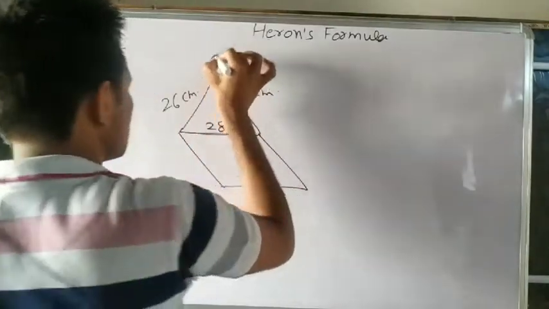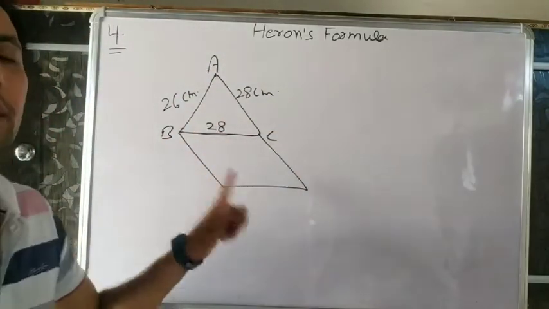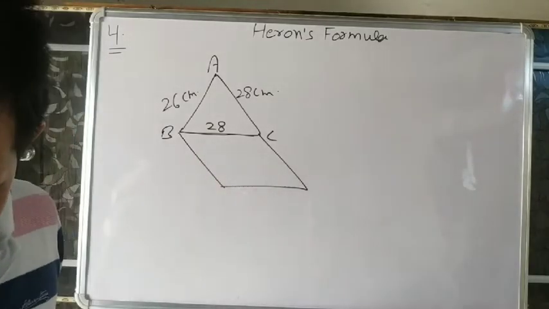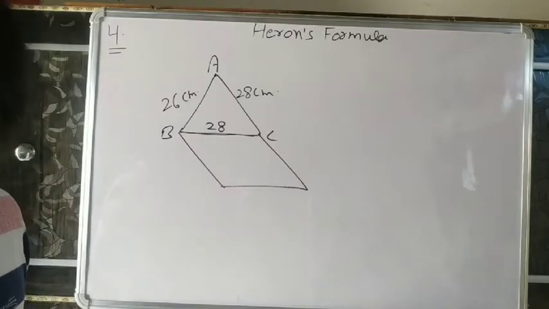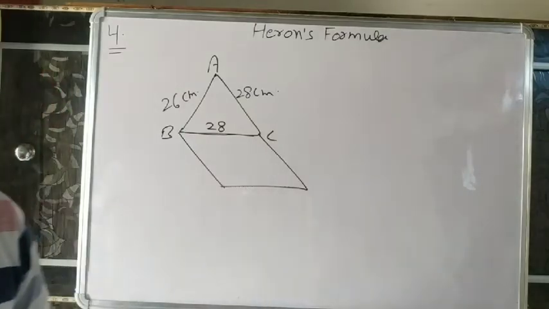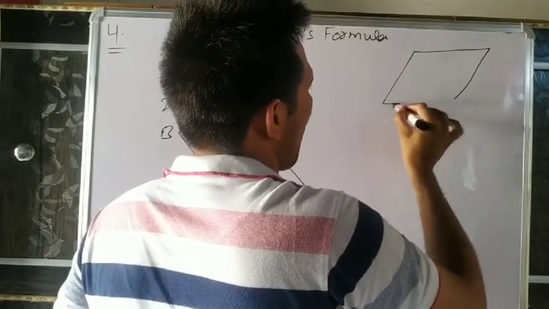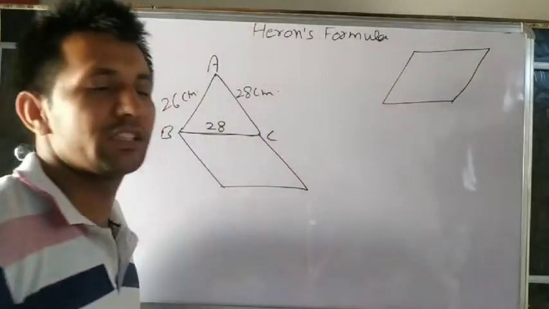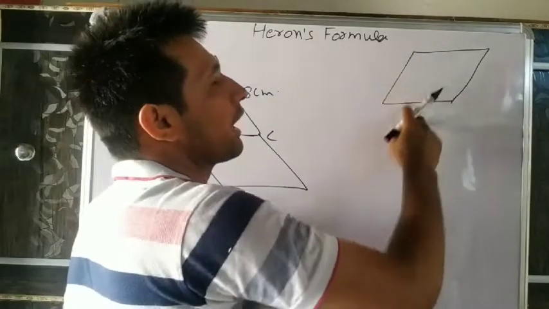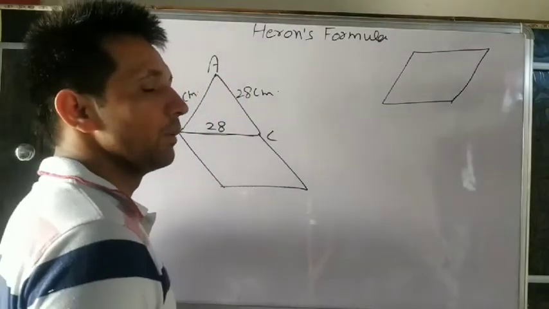What is the base? Suppose A, B, C. The base of the triangle is BC. The base of the parallelogram is also BC. So now the parallelogram stands on the base 28. Find the height of the triangle. Find the height of the parallelogram. If you want to find the height of a parallelogram, first thing, what is a parallelogram? A quadrilateral whose opposite sides are equal and parallel. Equal and parallel. We want to find the height.